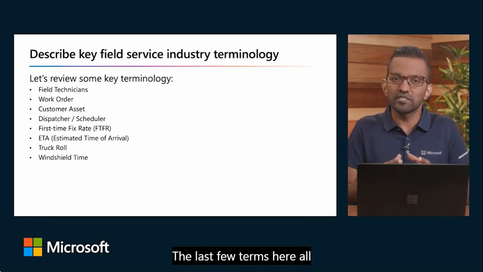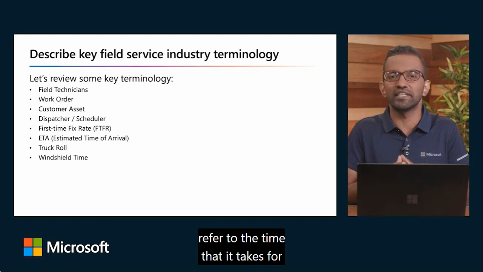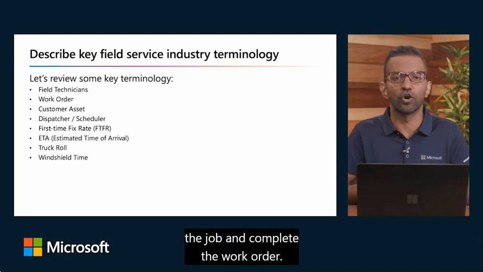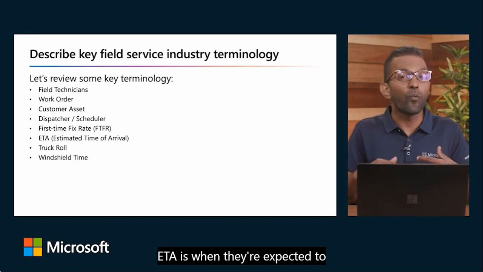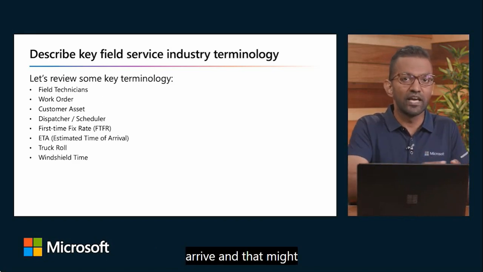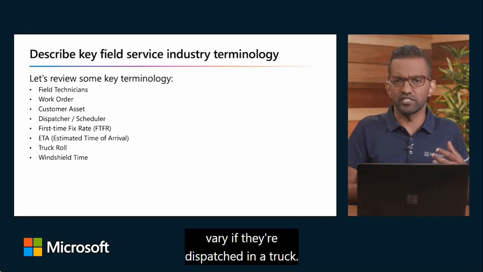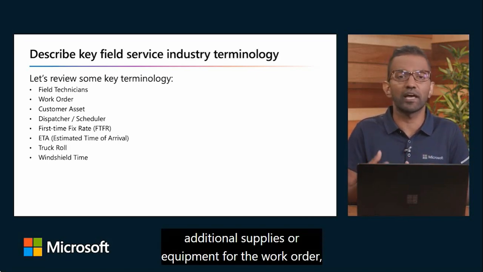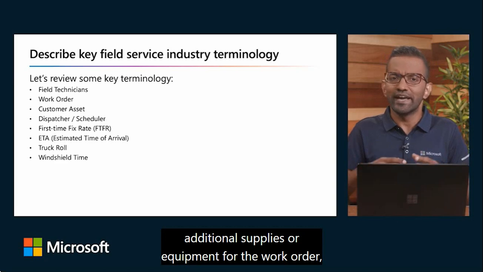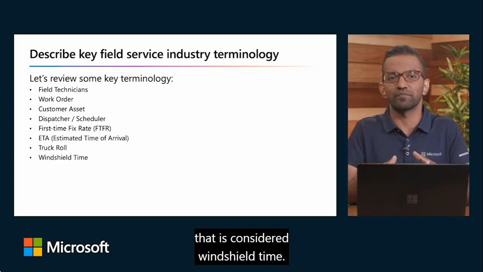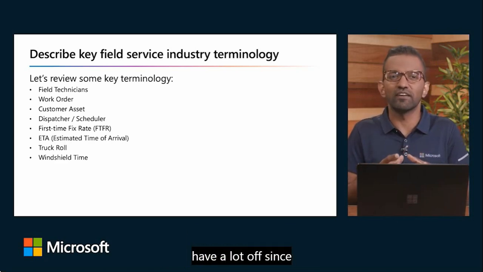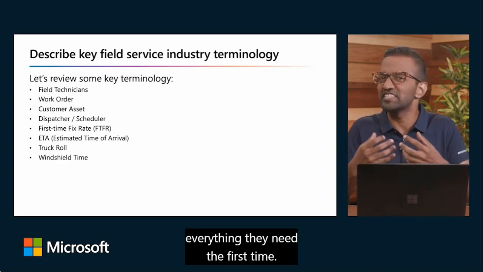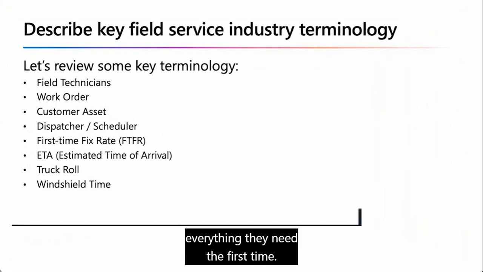The last few terms here all refer to the time that it takes for your tech to arrive at the job and complete the work order. ETA is when they are expected to arrive, and that might vary if they are dispatched in a truck. And if the tech needs to go out for additional supplies or equipment for the work order, that is considered windshield time. This isn't something that you want to have a lot of, since you want to send your tech out with everything they need the first time.